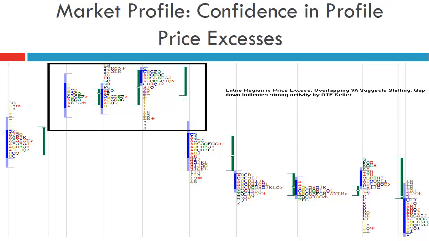So see what we have here. Now, because of the width of the screen, I have not included the entire profile, but prior to this there was a nice uptrend. Now look what happened. The value area was stalling. 2 out of 3 profiles were closing towards the low.